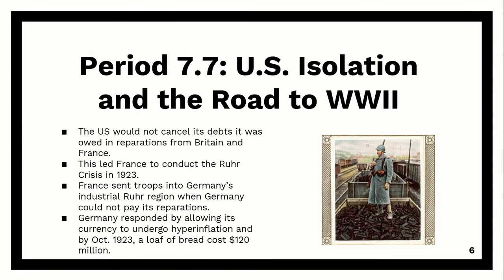The US would not cancel the debts it was owed in reparations by Britain and France from World War I. This led France to conduct the Ruhr Crisis in 1923 in order to try to pay back the US. France sent troops into Germany's industrial Ruhr region when Germany could not pay the reparations it owed to France because of World War I's Treaty of Versailles. Germany responded by allowing its currency to undergo hyperinflation, and by October of 1923, a loaf of bread cost around 120 million US dollars.